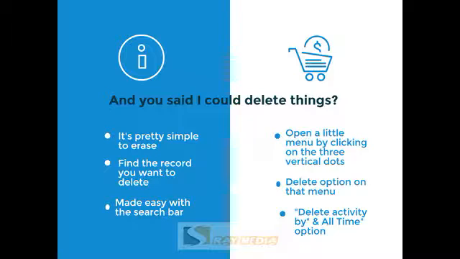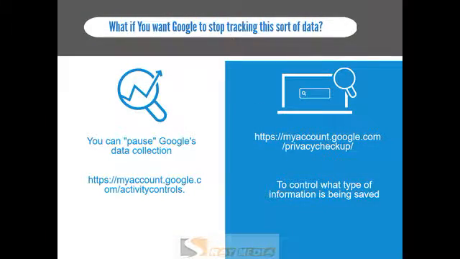You can also delete things in bulk by clicking on the 3-dot menu at the top of the timeline, choosing Delete Activity by, and selecting a date range to erase on the next page. If you want an entirely blank slate, opt for the All-Time option. What if I want Google to stop tracking this sort of data?